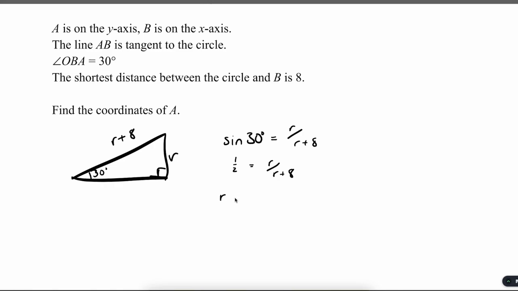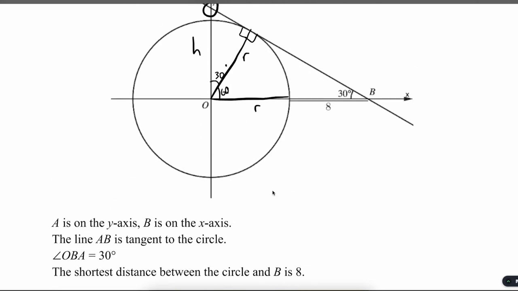So let's times it by 2, so 1 equals 2r over r plus 8, so r plus 8 equals 2r, so 8 equals r, because we just subtracted r from both sides. So we know the radius is 8, so we know that's 8.